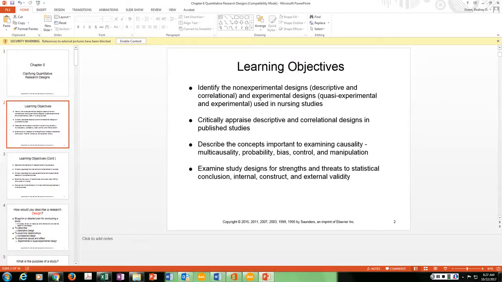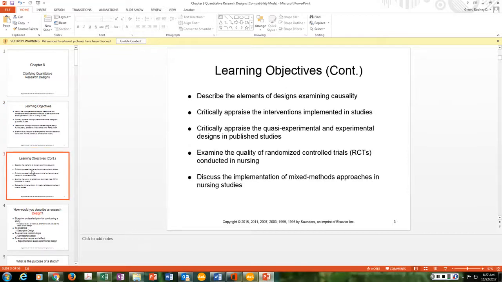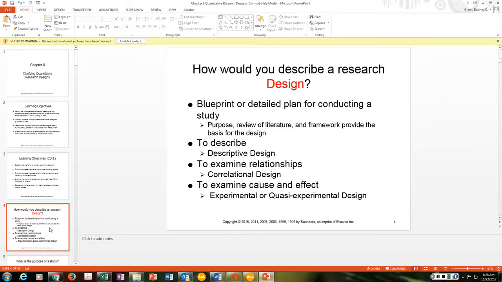Identify non-experimental designs and experimental designs used in nursing studies, critically appraise descriptive and correlational designs, describe the concepts important to examining causality, examine study designs for strengths and threats to statistical conclusion, internal, construct, and external validity, describe the elements of designs examining causality, critically appraise the interventions implemented in studies, critically appraise the quasi-experimental and experimental designs in published studies, examine the quality of randomized controlled trials called RCTs conducted in nursing, and discuss the implementation of mixed methods approaches in nursing studies.